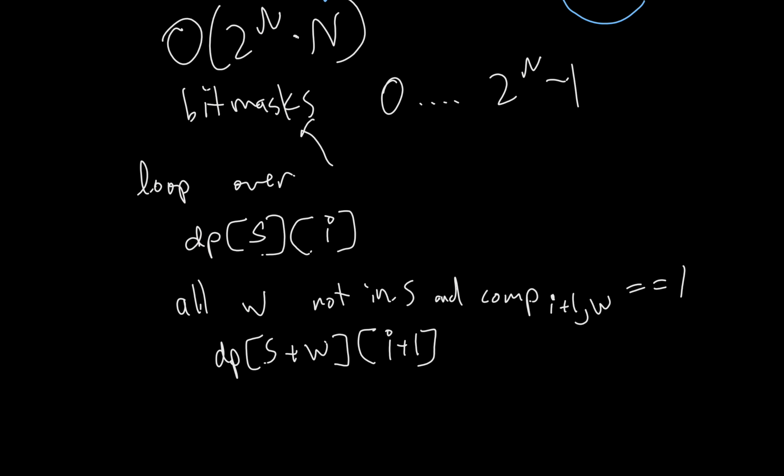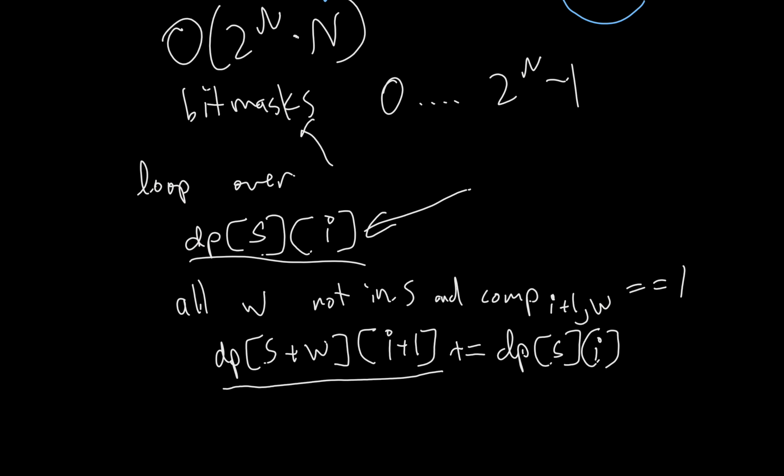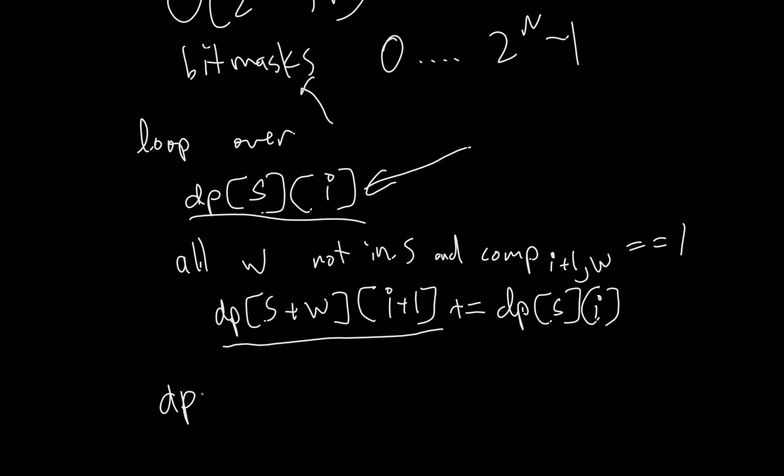and we would add dp of S of i, right? Because essentially however many ways there are to make this pairing here, we make one more pairing, right? And we would add that to the number of ways to make this pairing. Okay, and that's essentially how the DP works, and the final DP would just be the set with all women up to n, right? So when all women are paired and all men are paired, that's our final answer.